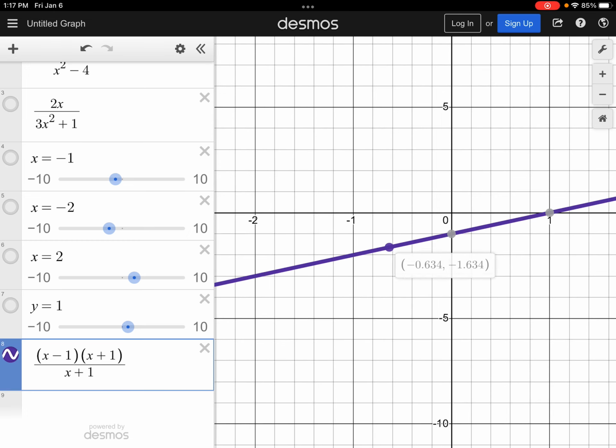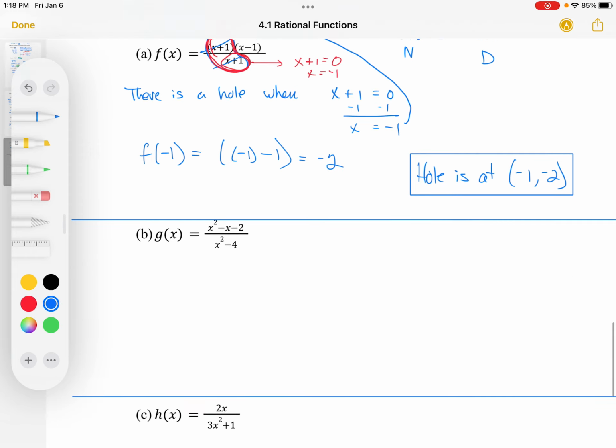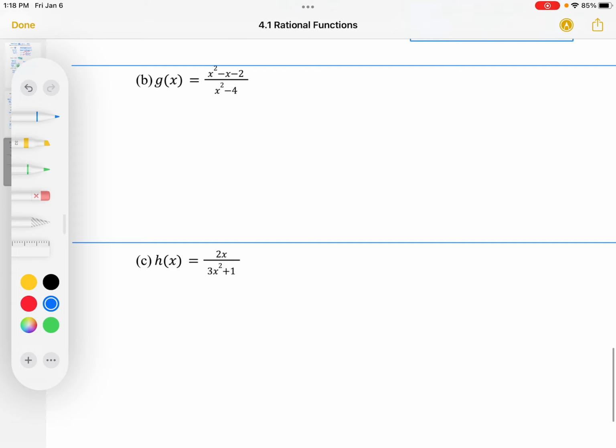Now, the only downside to Desmos is that Desmos does not show the hole on the graph. But if you move this point, notice right there it says -1, it's undefined. So it's indicating that there is a hole there, but you have to actually physically put your finger on the line and find it. So, little downside to Desmos, but I don't want to badmouth Desmos because I love it. So let's look at the next one.